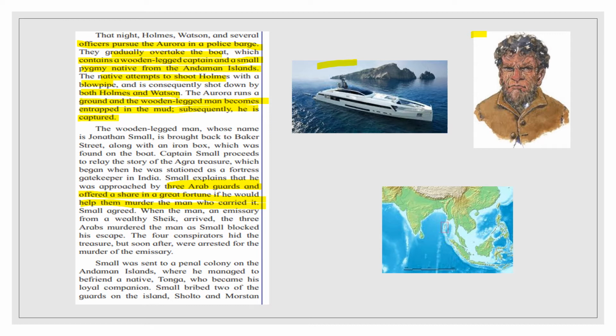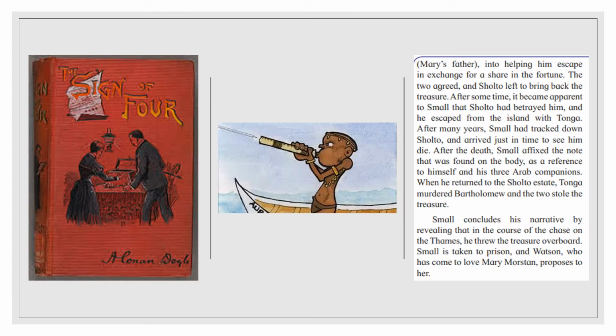Small was sent to a penal colony on the Andaman Islands, where he managed to befriend a native, Tonga, who became his loyal companion. Then Small later on bribed two of the guards on the island, who were Sholto and Morstan, that is Mary's father, into helping him escape in exchange for a share in the fortune. The two agreed, and Sholto left to bring back the treasure.